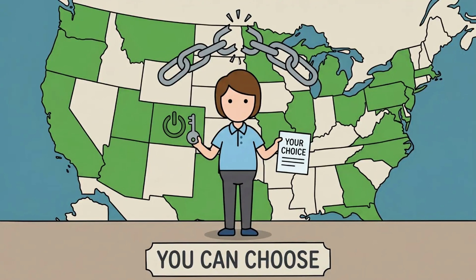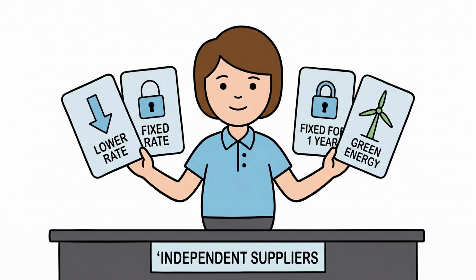Here is the important part. In most states, you are not stuck with your utility's default supply rate. You can choose a different energy supplier. Independent suppliers often offer lower rates, fixed rates for a year, or even renewable energy options.